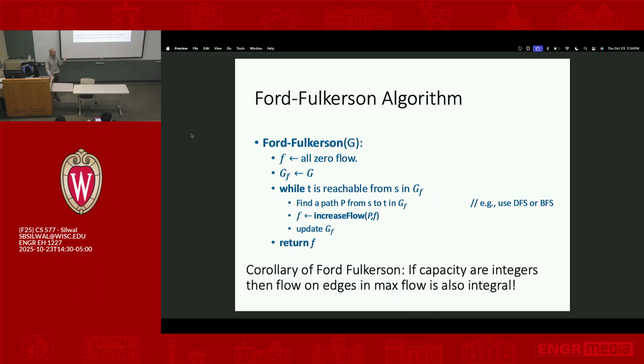Any questions? Does that statement make sense? Why, if the capacities are integers, would the flow also be integer? There is some max flow. There actually can be a max flow where the values are not integers, it turns out.